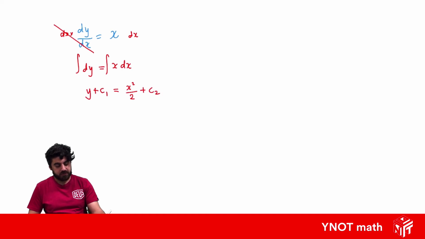Minusing the constants from both sides, or let's minus c1 from both sides, we're going to get x squared over 2 plus c2 minus c1. And we can just tidy this up a bit, saying y equals x squared on 2. Now, a constant minus a constant is just another arbitrary constant, so let's call it c.